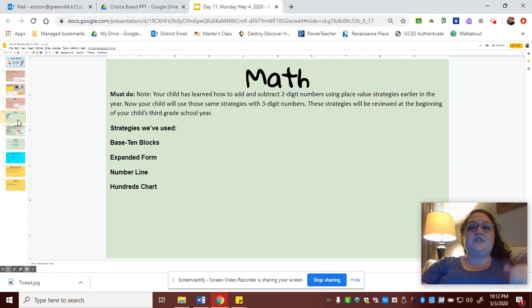Okay. So here are some strategies that we've used. We've used base 10 blocks. That's one of our favorites. We've used expanded form. We've also talked about open number line. We've done hundreds chart. You might think of one or two more that you like best. When we're working, most of the problems are going to say, can you solve this using expanded form or base 10 blocks? So try to stick with one of those. If you like one of the others better or you're using it better, that's okay too.